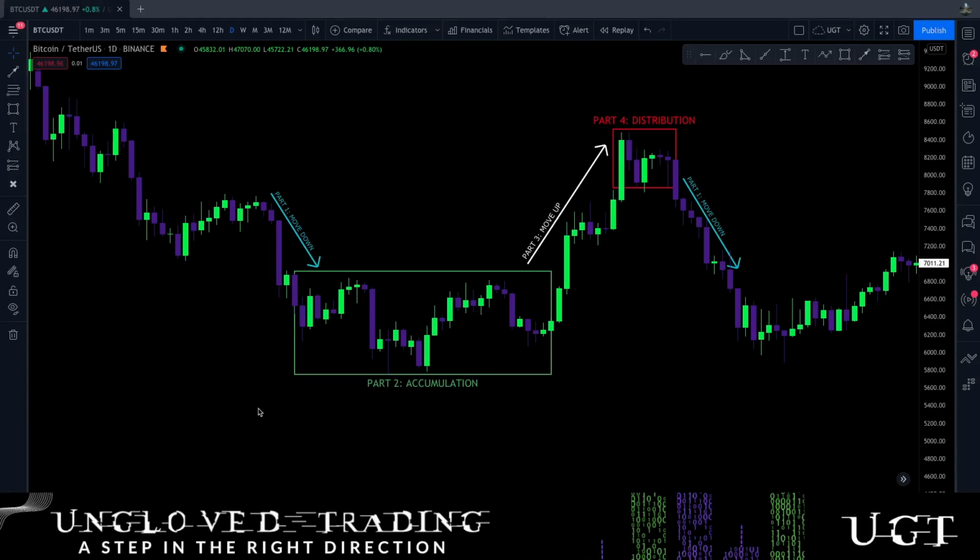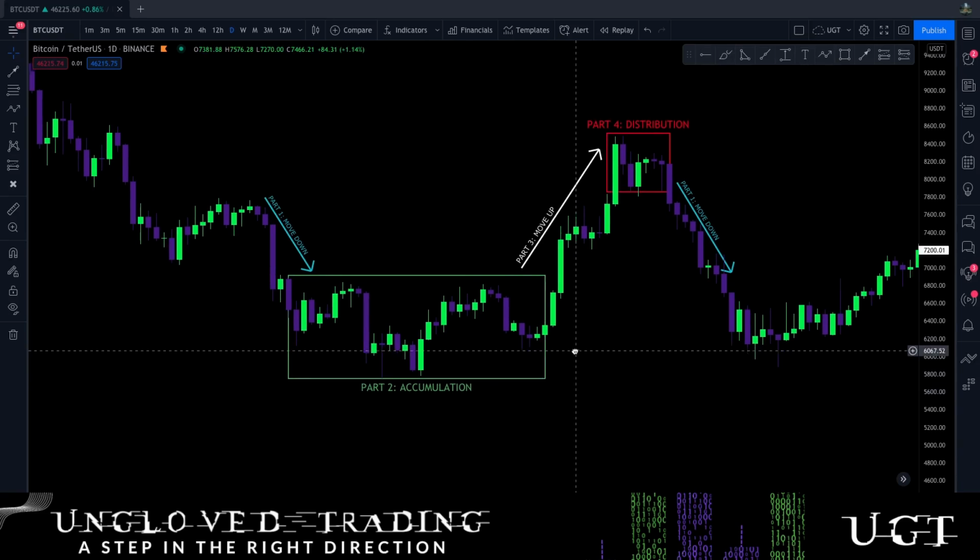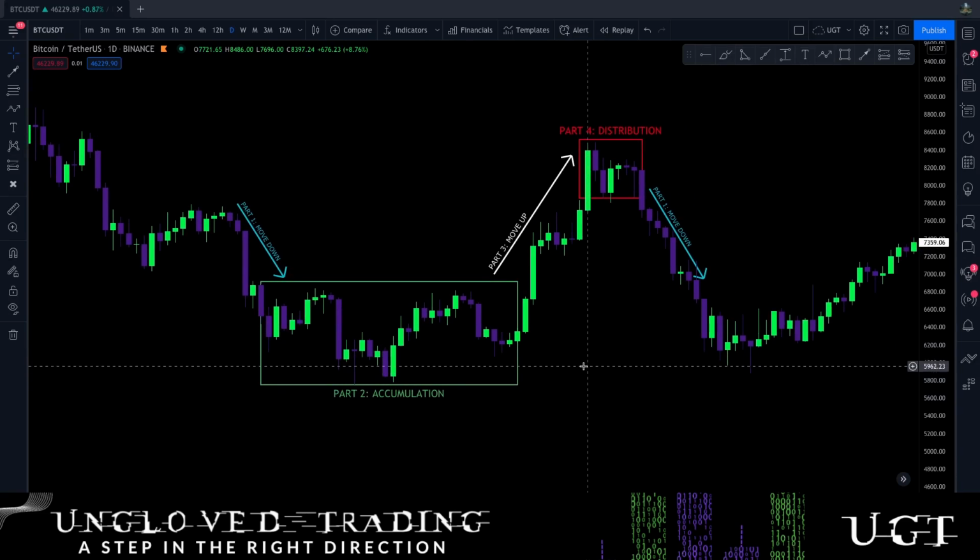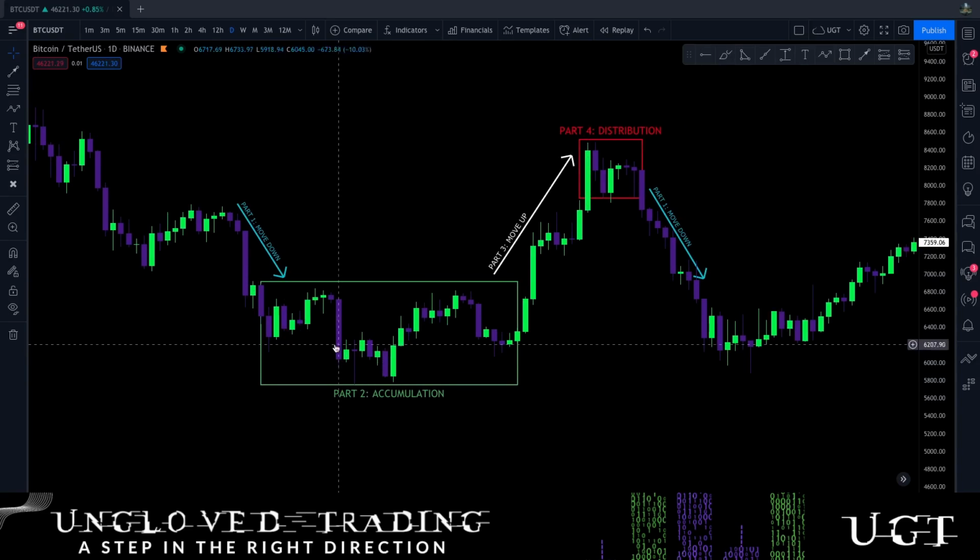Okay, so let's now dissect accumulation and distribution even further. Now, accumulation and distribution are often wrongly identified as sideways price action. And with this, people see this sideways price action and they come to this conclusion that the market is in a moment of indecision where it doesn't know what direction to head in. Now this is not the case, okay?